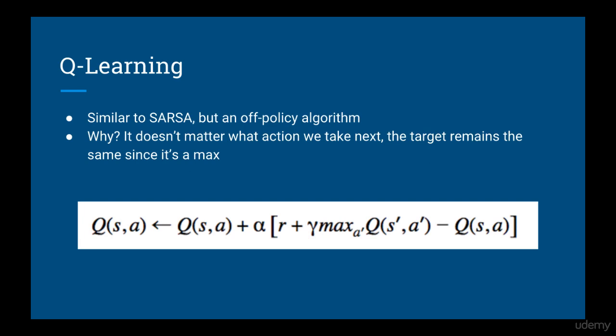The final algorithm we looked at is called Q-learning. Q-learning is very similar to SARSA, but it's an off-policy algorithm, because the update equation remains the same no matter what action we take. The difference here is that the return is now estimated based on the max of Q over all possible next actions. In other words, it doesn't matter what action we take next, because we're always taking the max over all of them to update Q of S, A.